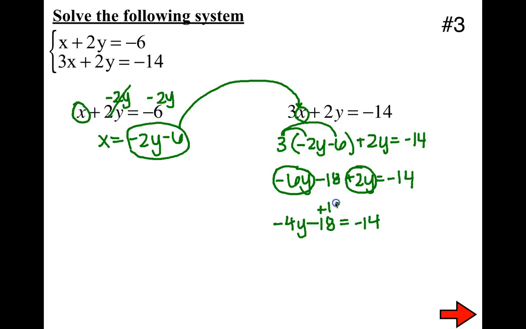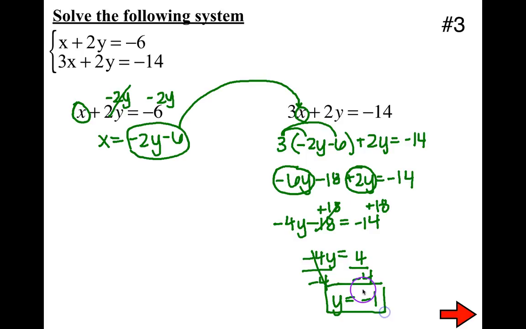First, we're going to get rid of our constant by adding 18 to both sides. This goes away, leaving me with negative 4y equals, again, ask yourself, are there more negatives or positives? In this case, there's more positives, 4 to be exact. Last but not least, divide both sides by negative 4, which leaves me with y equals negative 1. But of course, you know we're not done yet. We're going to need to take this value and plug it into an equation.